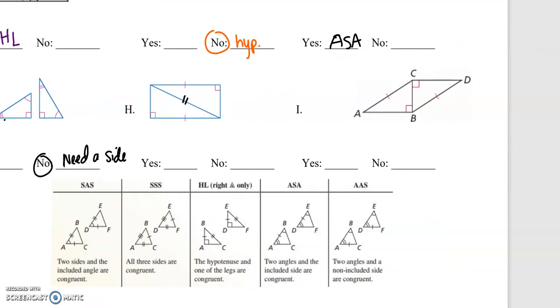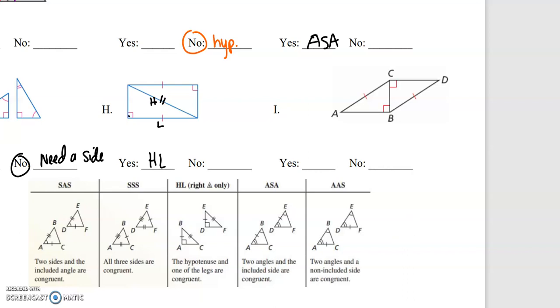Let's mark reflexive. Again, a right angle. We want to double check hypotenuse, leg first. Here's the hypotenuse. Here's a leg. So yes, it is HL. Again, it's not always HL, but it could be. And then again, reflexive here. It is a right triangle, so check HL. Here's an H, here's an L, and we have it on both, so HL.